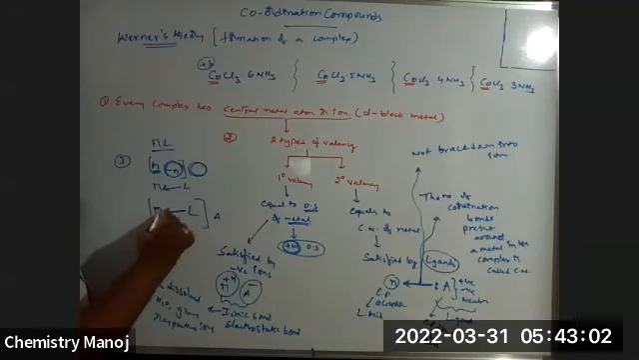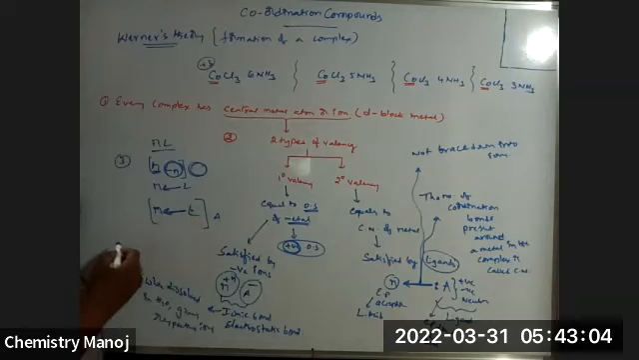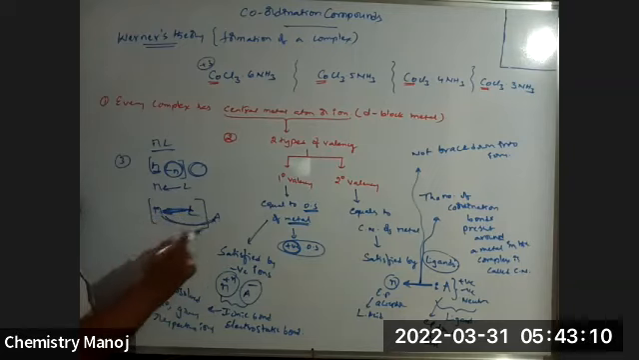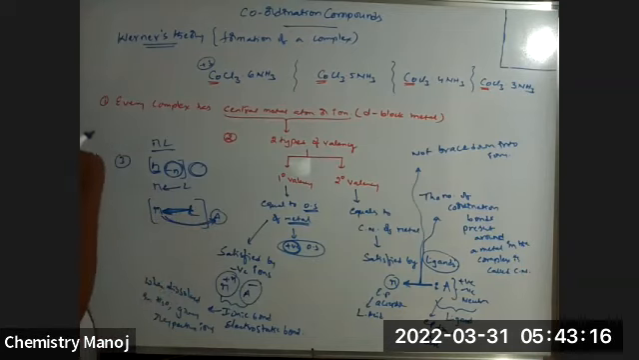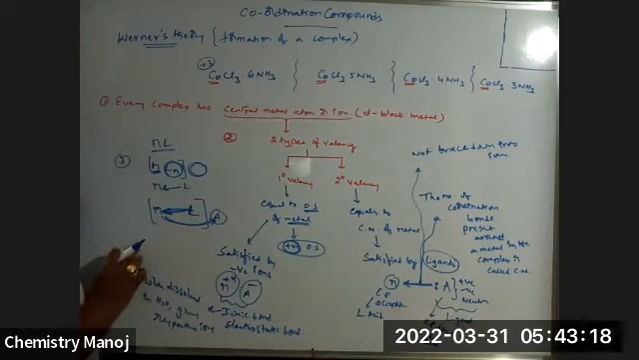Metal with ligand. Here is a bond, here is a bond. This is a coordinate covalent bond, this is an ionic bond. The ionic bond is outside the square bracket, and the coordinate covalent bond is inside the square bracket along with the metal. Now clear? Yes, sir.